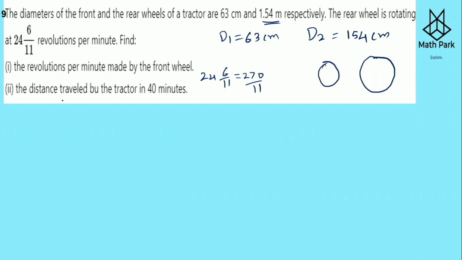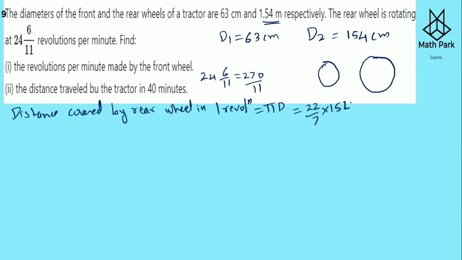So, let us find the distance covered by the rear wheel in one revolution, which is nothing but the circumference of that circle. So distance covered by rear wheel in one revolution is equal to pi d. So pi d, that is 22 by 7 into diameter, which is 154 for the second wheel. So 7 2s are 14, and again, 22 square is 484 centimeter, the distance covered by the rear wheel in one revolution.